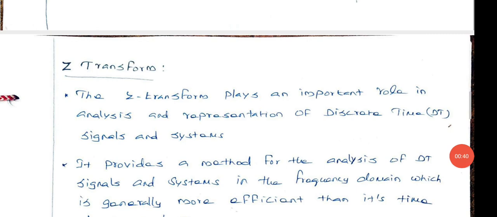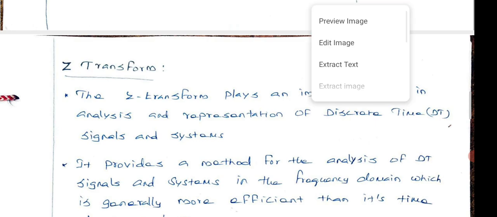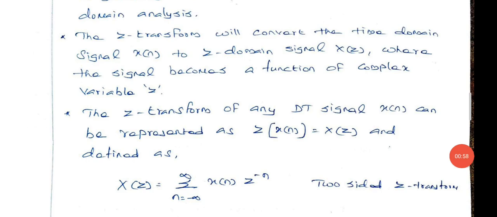The Z transform plays an important role in analysis and representation of discrete time signals and systems. It provides a method for the analysis of discrete time signals and systems in the frequency domain, which is generally more efficient than the time domain. Frequency domain analysis is always better than time domain analysis.